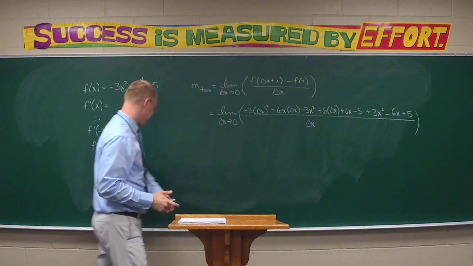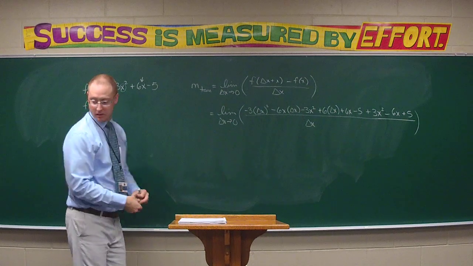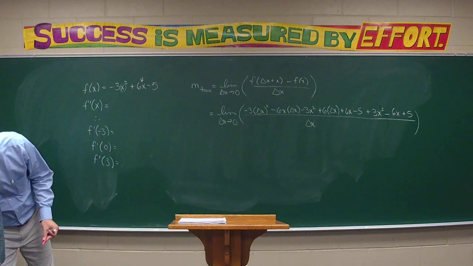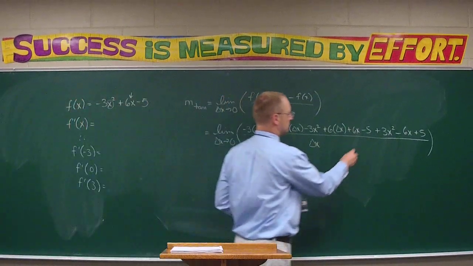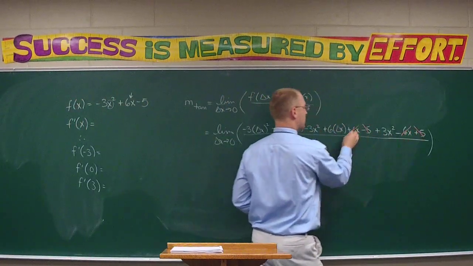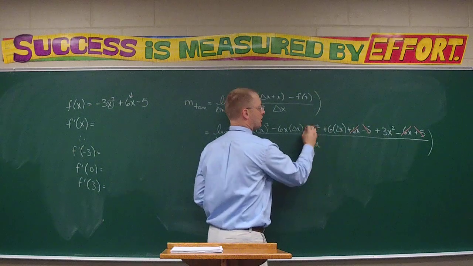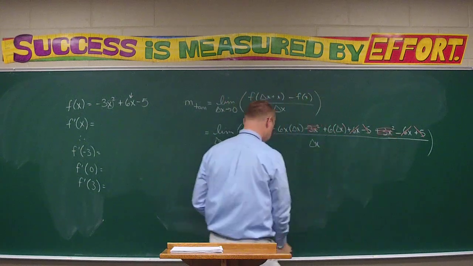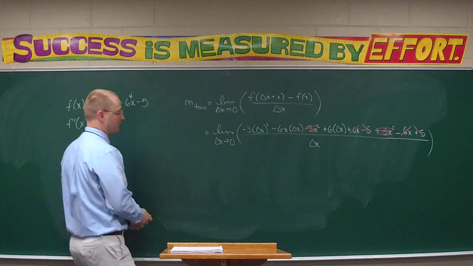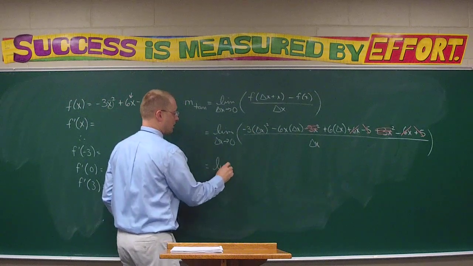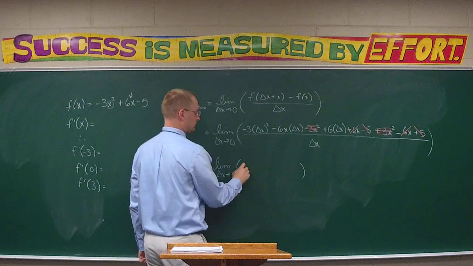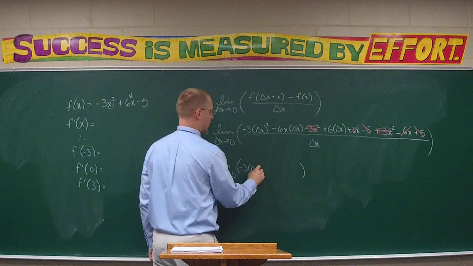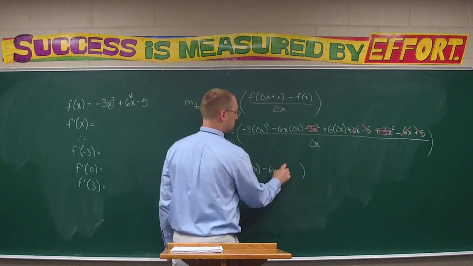And then Jamie. And then we're going to cancel away the fives. Okay. And the 6x and the 3 squared. 3x squared, okay. And then Quentin. Why is everything going to get? Negative 3 delta x minus 6x plus 6.